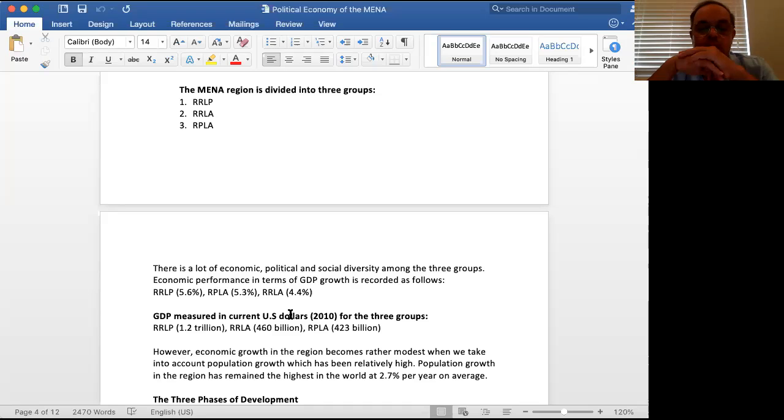And then, of course, when it comes to the form of government also, the form of government that existed in the RPLA helped the economies to move a lot more dynamically than the countries that were obviously governed by absolute dictators.